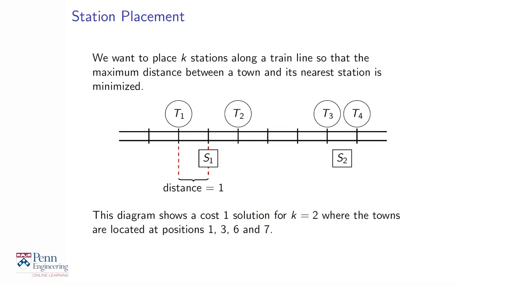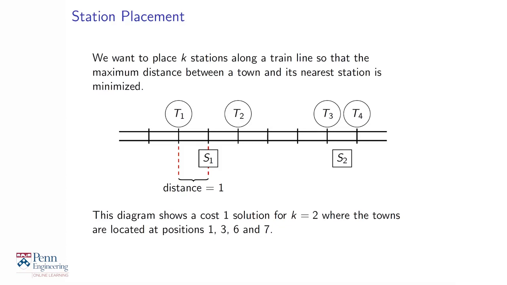Now you want to place k stations. K is given to you. You want to place a certain number of stations on the line in such a manner that no town is too far from the nearest station. So basically, place k stations on a train line so as to minimize the maximum distance from a town to its nearest station. That's the problem we have.